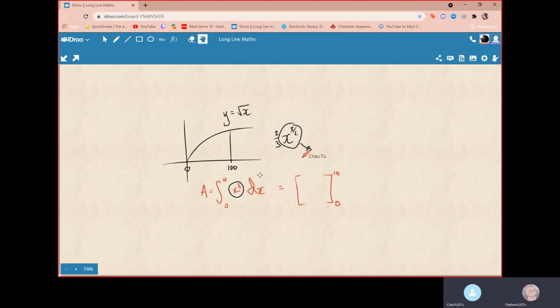So now when you differentiate it, look what happens. I'm going to keep the 2 over 3 the same because that's just a constant. Remember, the power comes down, 3 over 2. The x stays the same, and then the power gets minus by 1. Can you see that?